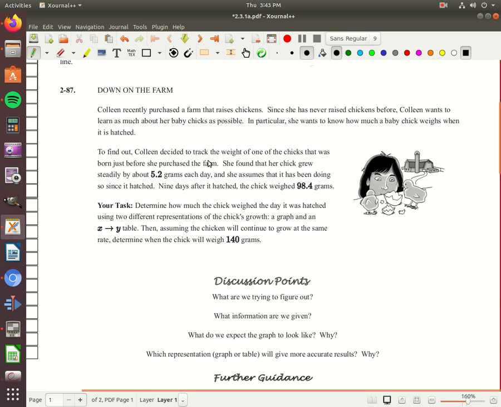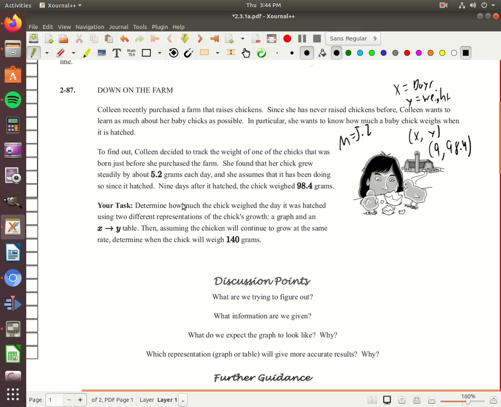To find out, Colleen decided to track the weight of one of the chicks that was born just before she purchased the farm. She found that her chick grew steadily about 5.2 grams per day, and she assumes that it has been doing it since it hatched. So m equals 5.2. 9 days after it hatched, it was 98.4 grams. So think about that. That's an x, y, right? We know x is going to equal days, and y is going to equal weight. So they're telling us that on day 9, that thing weighed 98.4.